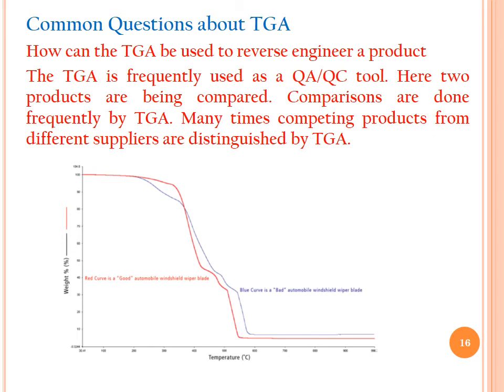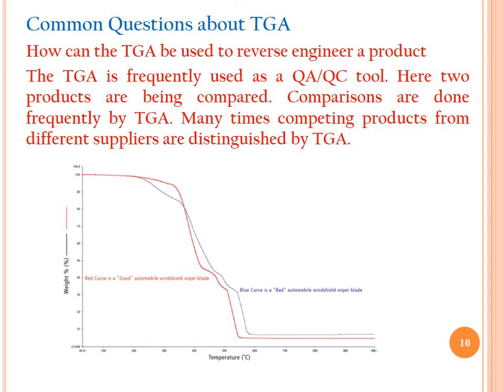Comparisons are done frequently by TGA, meaning the thermal behavior and thermal characteristics can be determined by using the TGA technique. One is the original product, about which the thermal behavior is absolutely known, while the other products are prepared in the lab to check their quality assurance and quality control aspects by comparing them with the reference product. Many times competing products from different suppliers are distinguished by TGA.